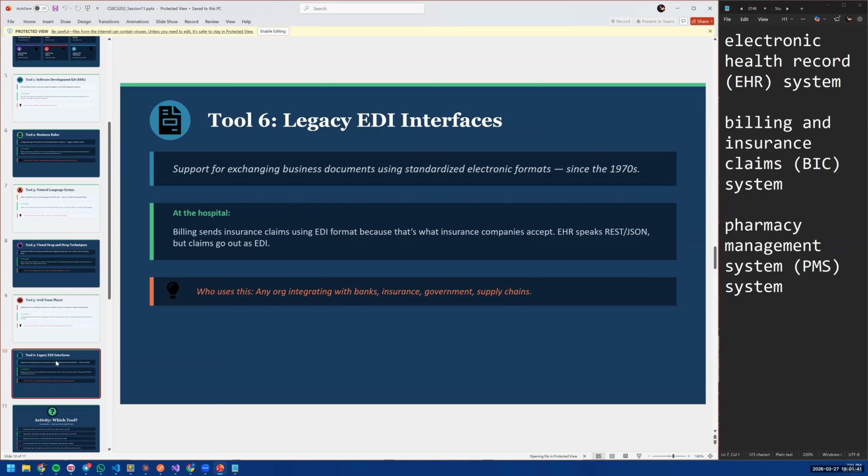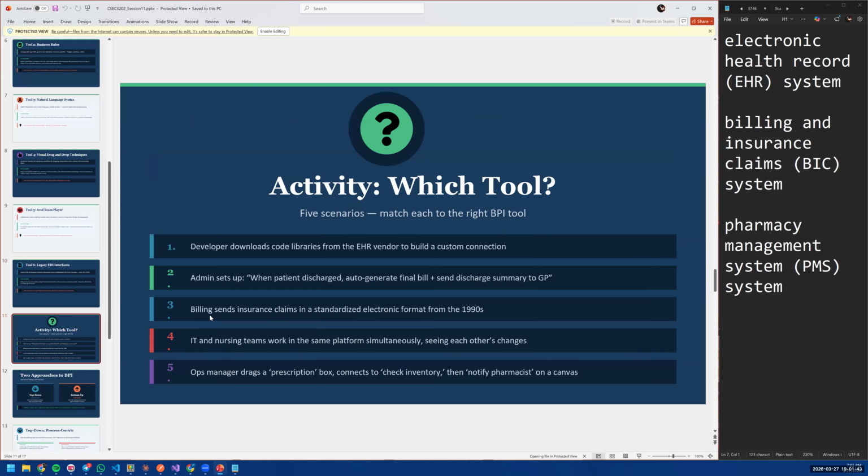So I would think that this particular scenario would have the billing system sending data to the insurance claim using an EDI related format or an EDI relevant format. So anytime they bring up the year and tell you it's from 19-something, more than likely it's going to be an EDI format. So that is how the data is going to be transmitted from one system to the other using the legacy EDI interface. Make sense? Yes, sir. Okay, cool.